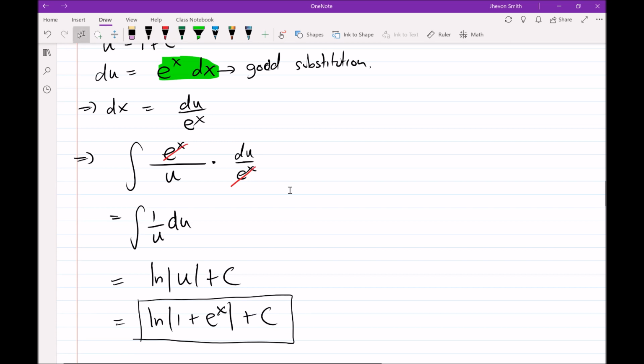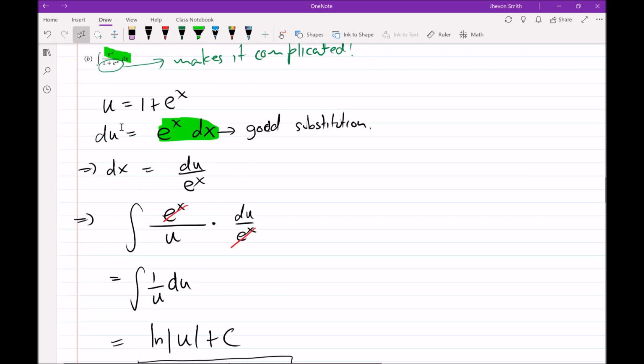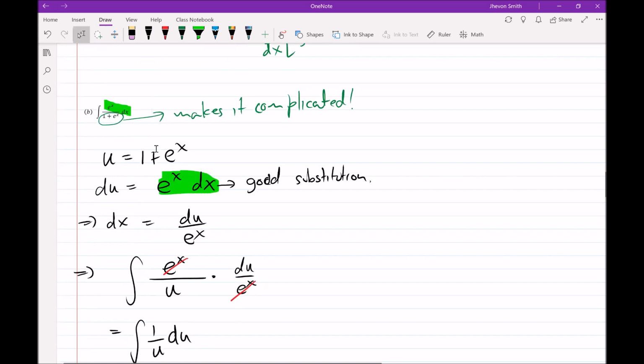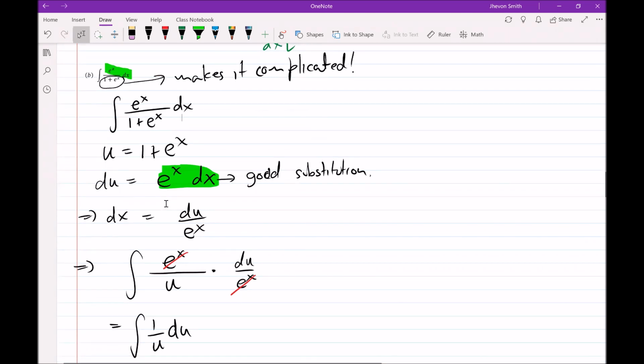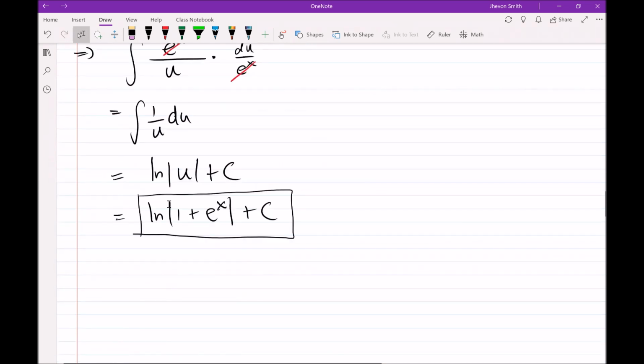Okay. So this is integration by substitution. I have a complicated expression here, which, I don't know, maybe I should write down without all the markings. So I have the integral of e to the x divided by 1 plus e to the x. And this is how I would do that integral via substitution.